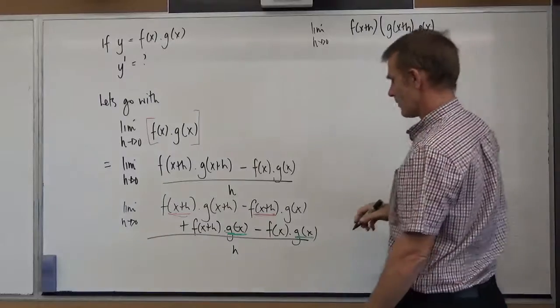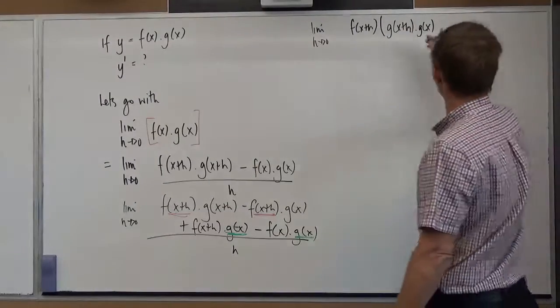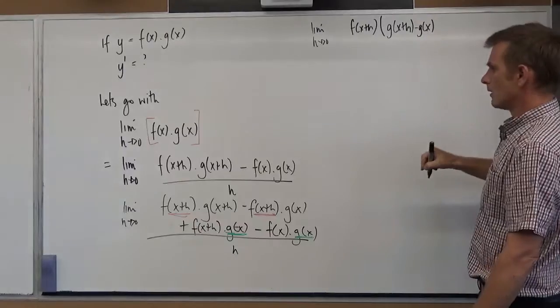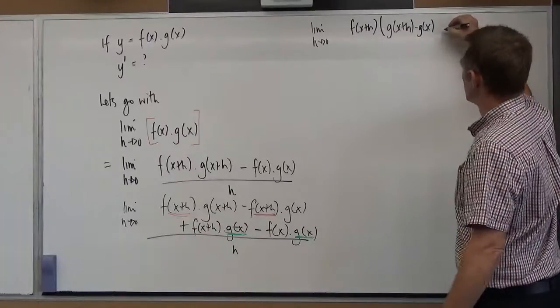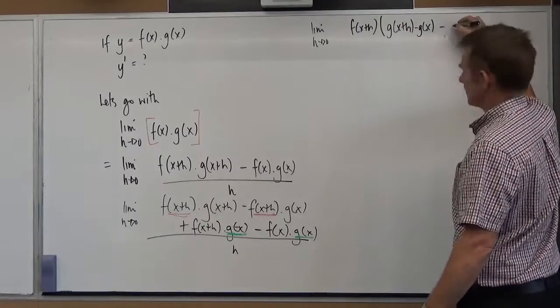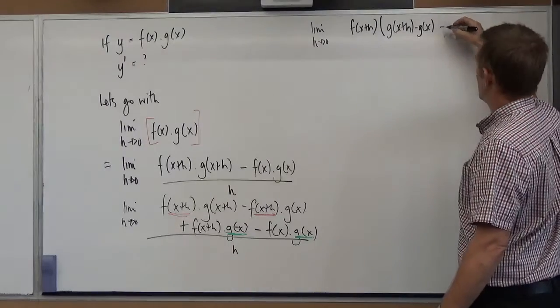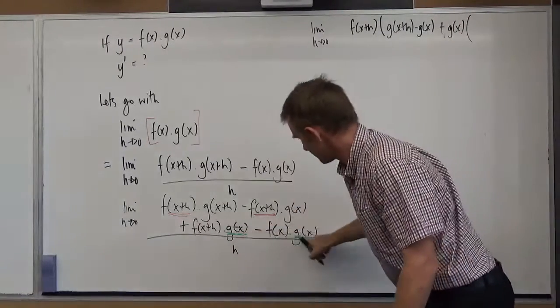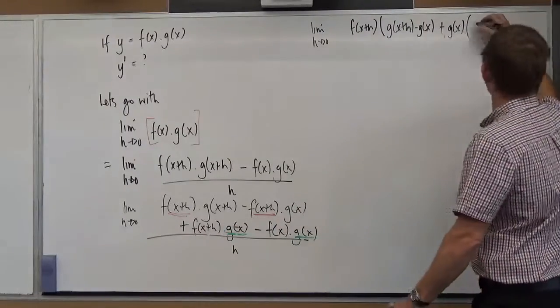Right? And then, oh, hang on, I've got to put a minus in there, don't I? Because it's minus that. And then in the second one, I'm going to go plus. Actually, no, I think I'm going to go minus. It's going to be, no, I will go plus, sorry, g of x out front. Take the g of x out front, I've got f of x plus h.